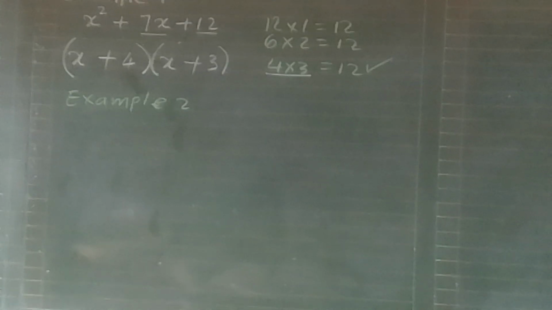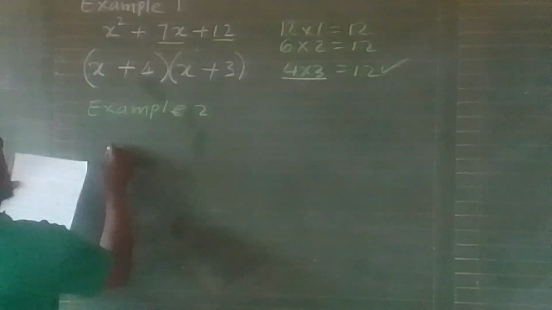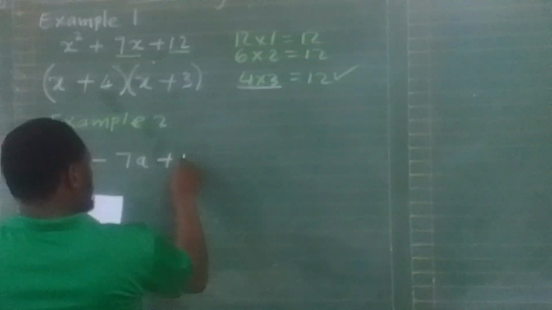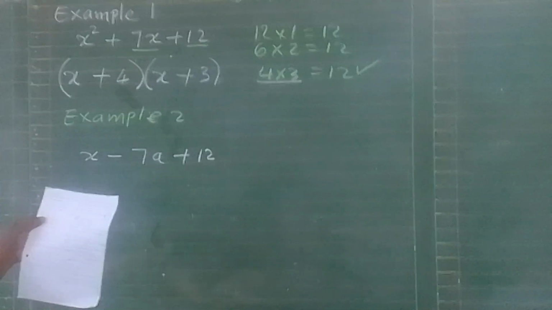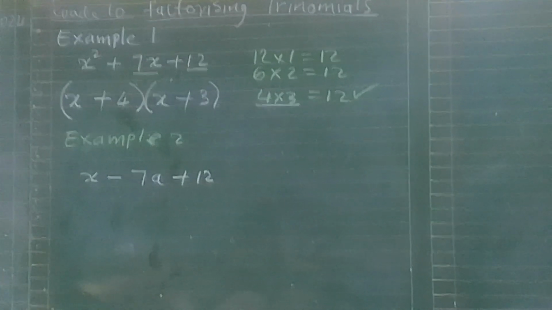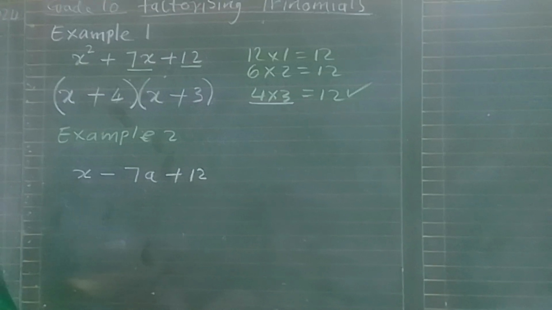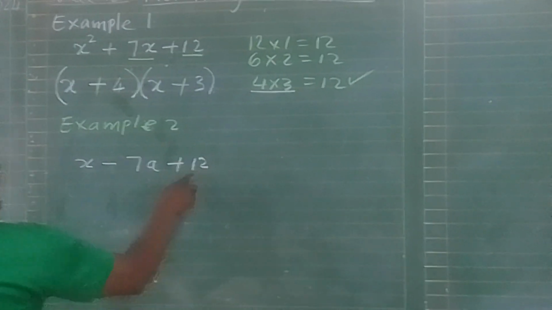Let's take example 2. Our second example is going to be x squared minus 7x plus 12. Now it's plain sailing because I have done the first example with you. Let's do the second example.